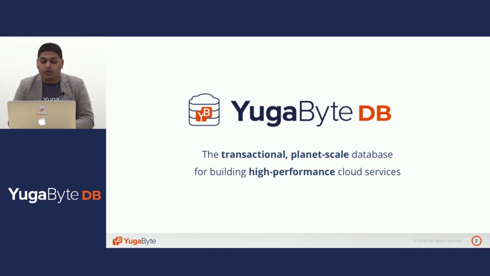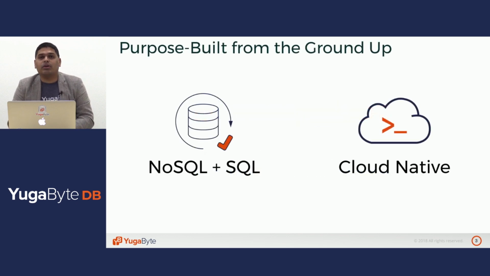First, a brief intro about YugabyteDB. YugabyteDB is a transactional planet-scale database for high-performance cloud services. What does it actually mean? It means that we have purpose-built it ground up for modern cloud-native infrastructure deployments with support for both NoSQL and SQL APIs.